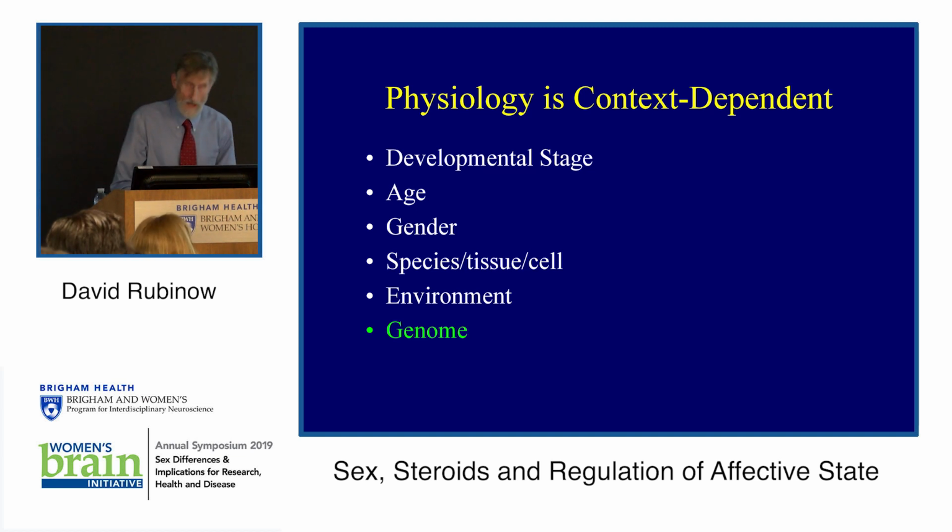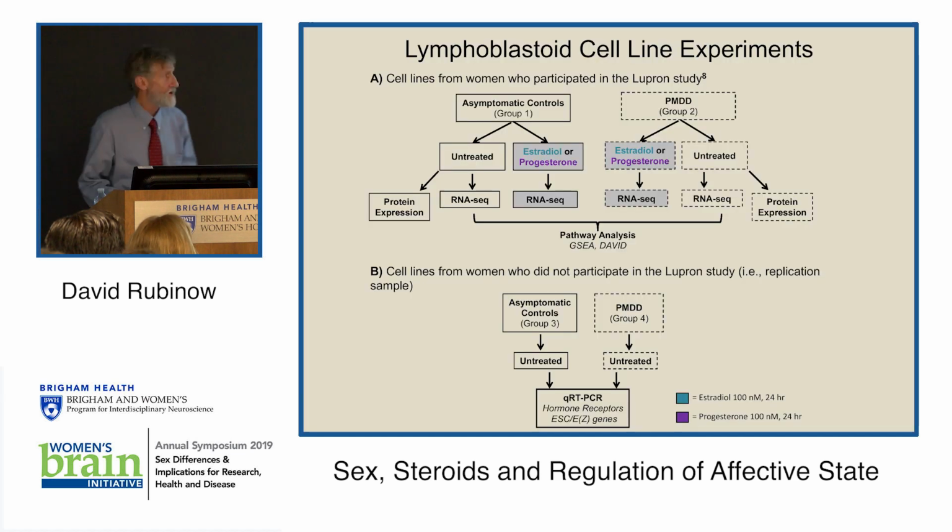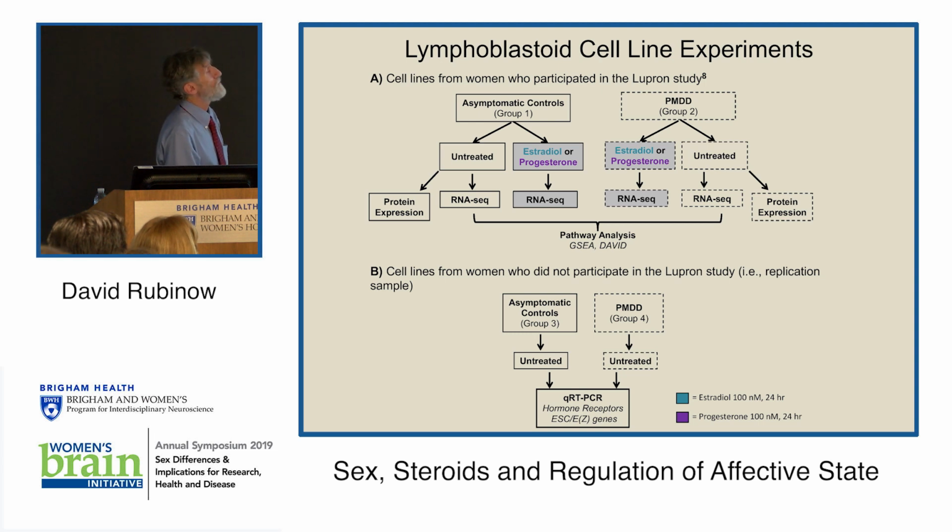But what I'd like to focus on really is this possibility that we can find genetic correlates of this hormone sensitivity. And so Peter, working with Nalima Dubey and David Goldman at the NIH, took women who were part of our Lupron study and who showed hormone sensitivity in that Lupron study, developed lymphoblastoid cell cultures, and then either just compared them to controls untreated or following exposure to estradiol or progesterone.